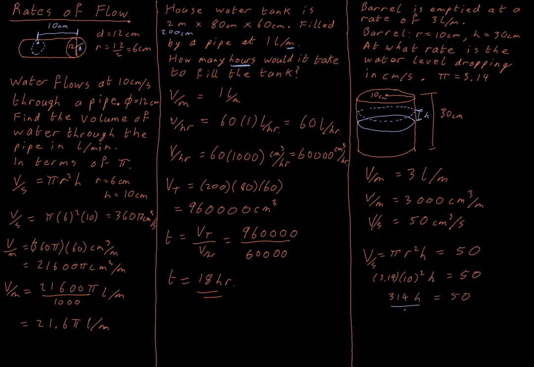Divide both sides by 314. So the height is going to be equal to 0.1592 centimeters per second. Now there was no number of decimal places that we were required to give it to. So in the middle of a question, we'd put it to 4 decimal places, and then for a final answer, we would tend to give it to 2. So 0.16 centimeters per second would be the height that we are losing of water in our barrel every second.